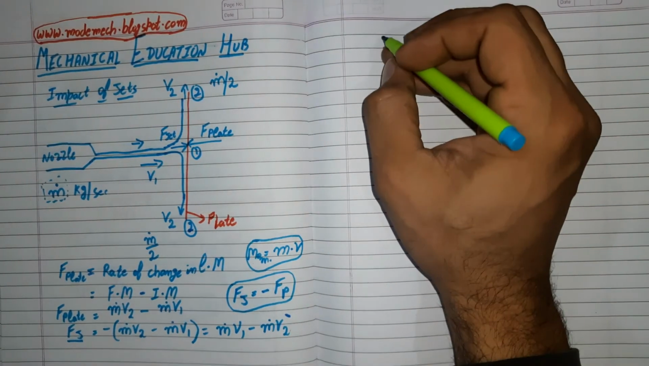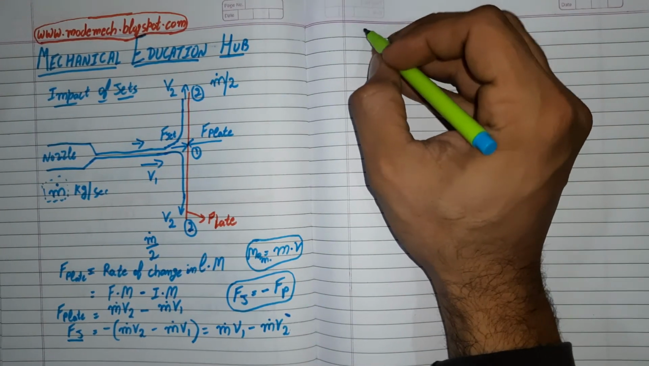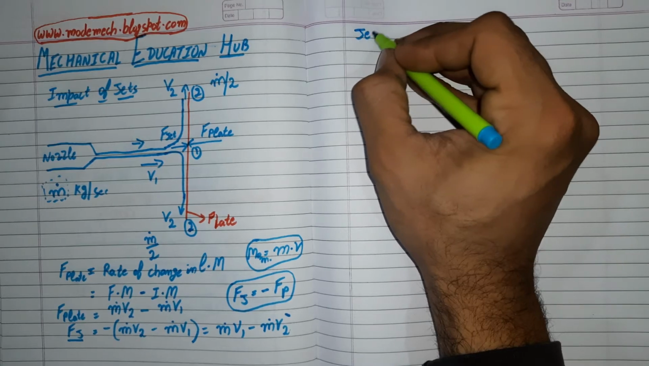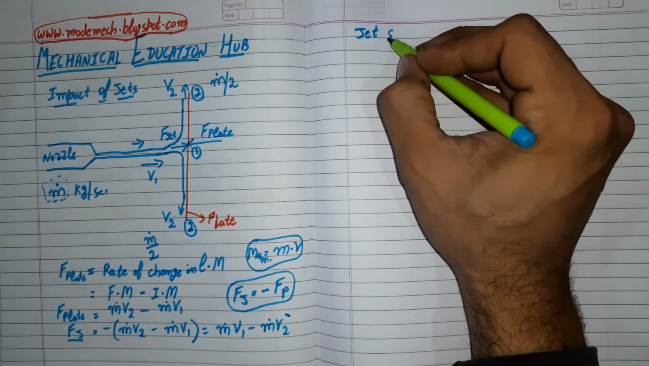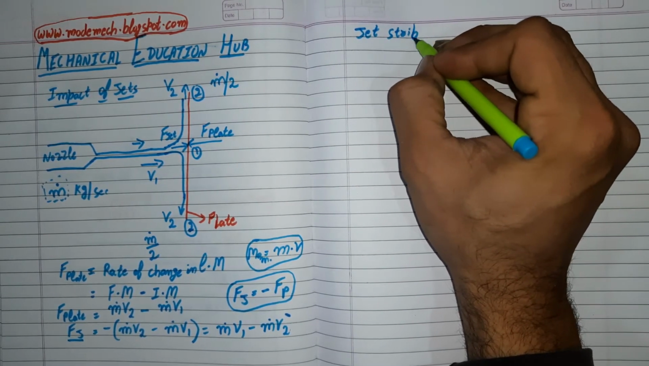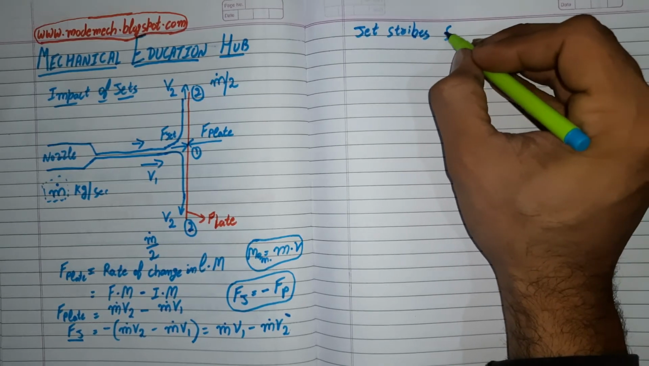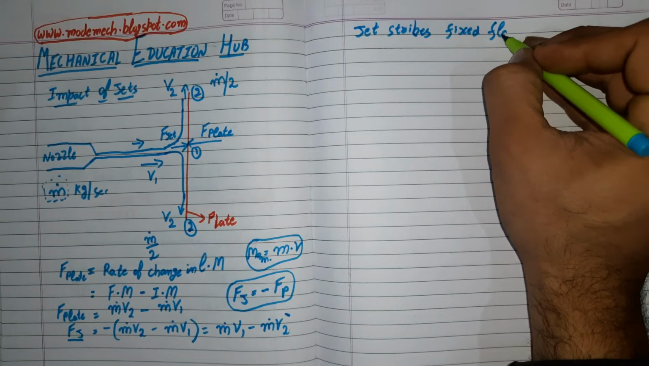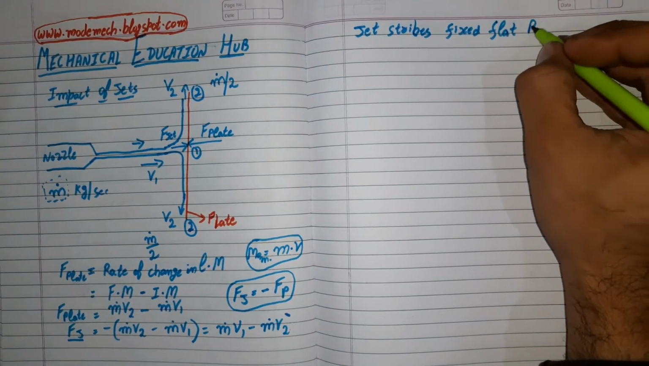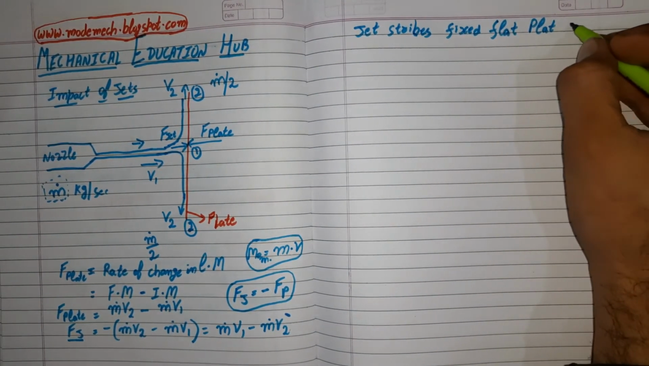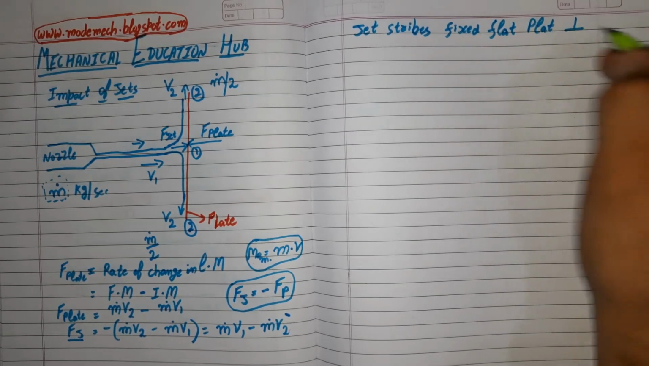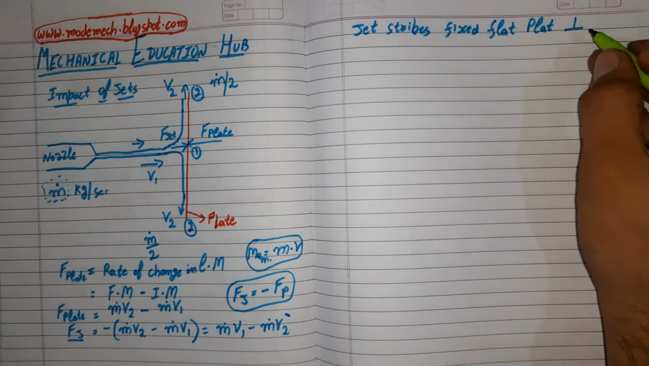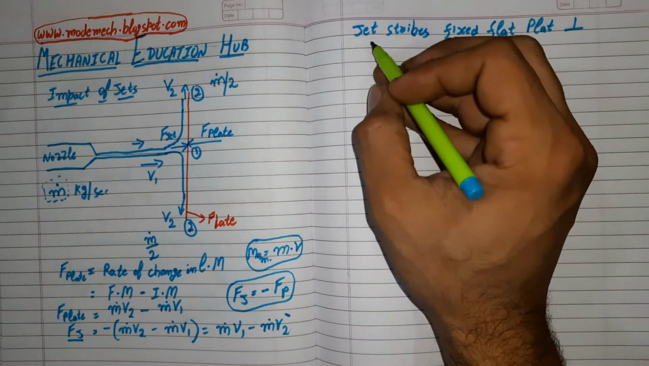Now moving on further, let us consider a simple scenario when a water jet strikes a fixed flat plate in the normal direction to the plate, or perpendicular to the plate.